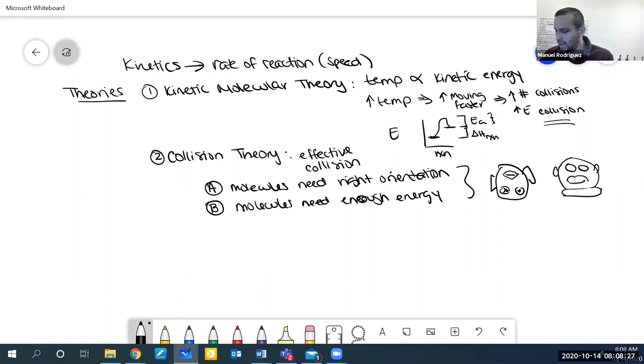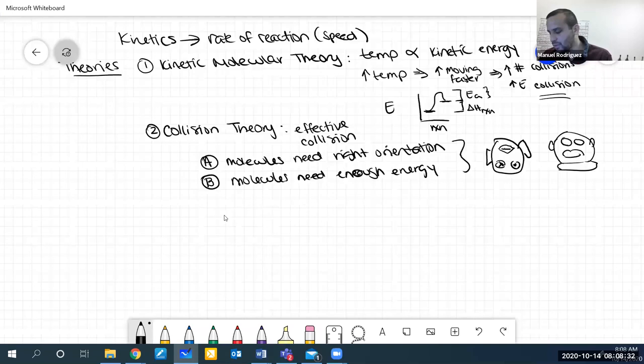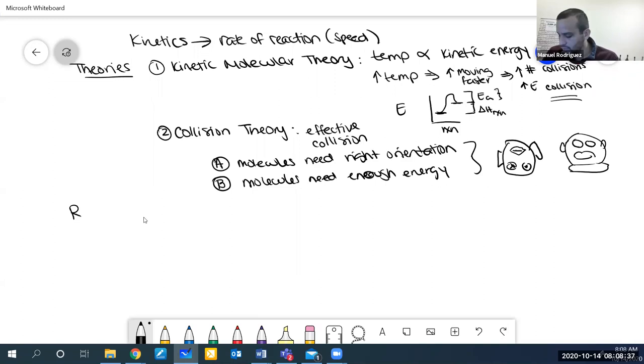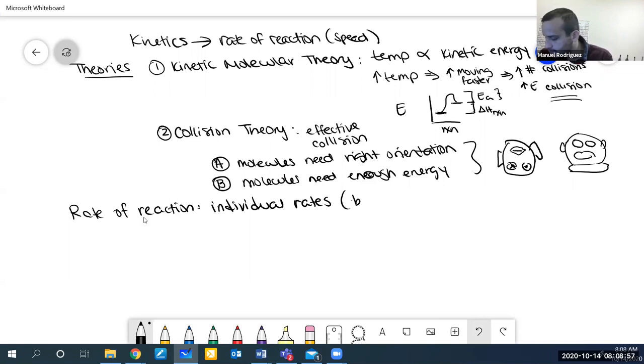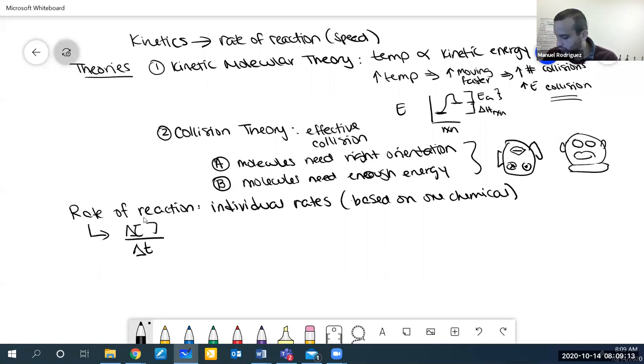So we talked a little bit about that. Then we talked about how the rate of reaction can be measured individually, in terms of one chemical. So we call that individual rates. And we talked about the rate of reaction. We measure it by the change in concentration divided by the change in time. Sometimes the rate we call R.